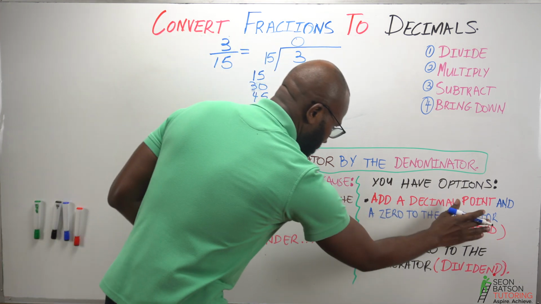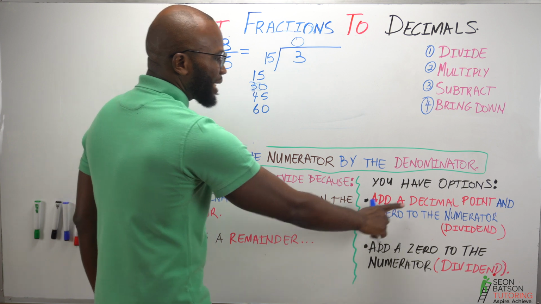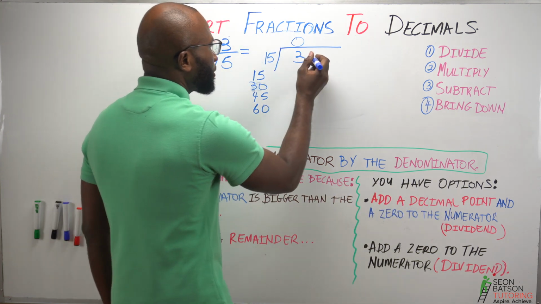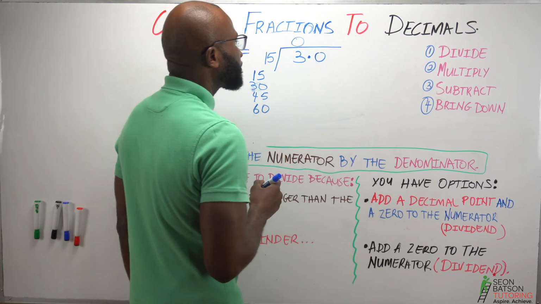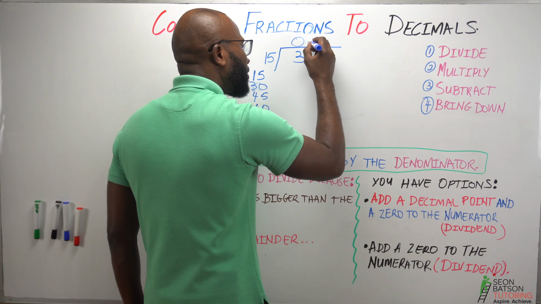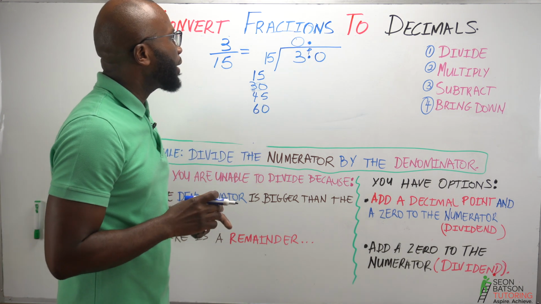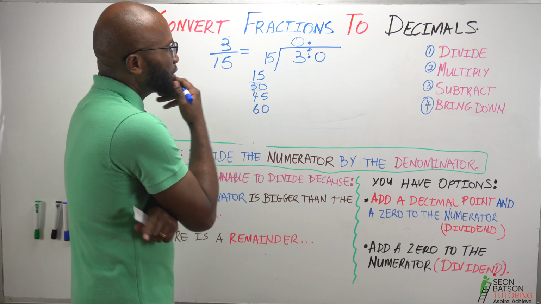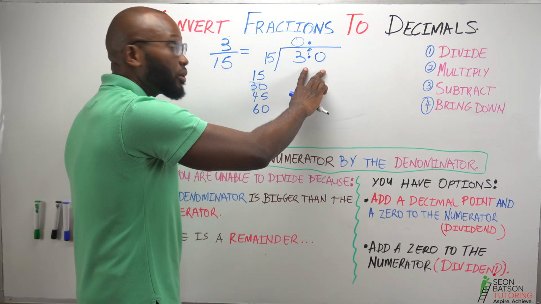We have options. You always have options. Our first option is to always add a decimal point and a 0 to the numerator. So we'll add a decimal point and a 0. Don't forget, after adding a decimal point, put a point directly above it in your answer. You never want to forget that there's going to be a decimal point in your answer. Yes? Now, after adding the point and the 0, our dividend now looks like 30.